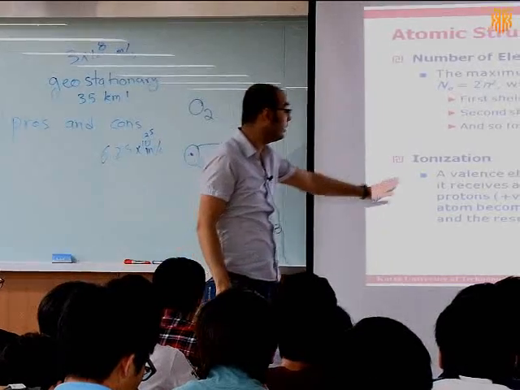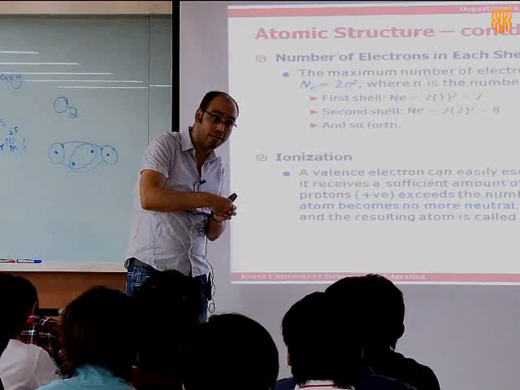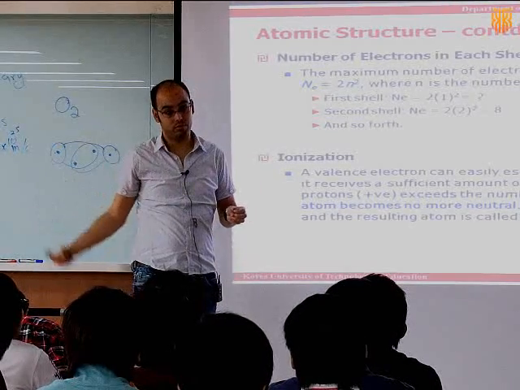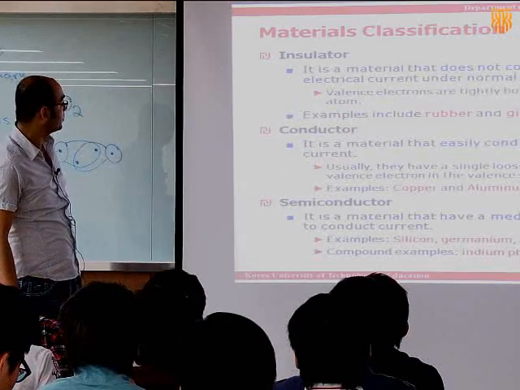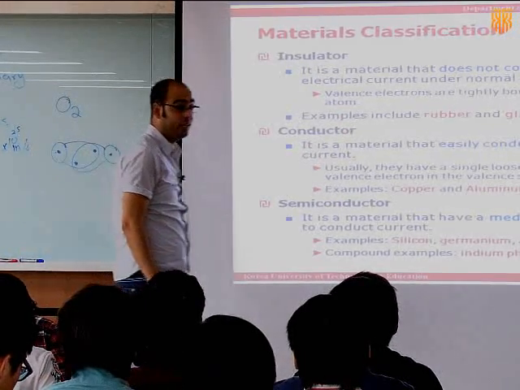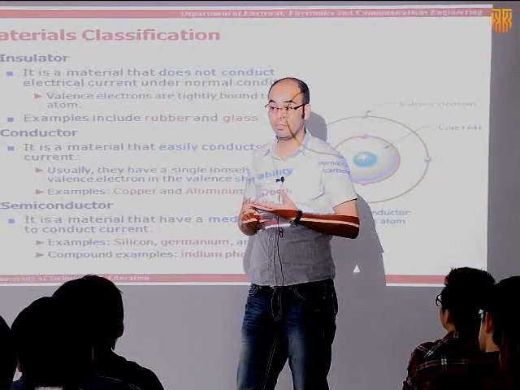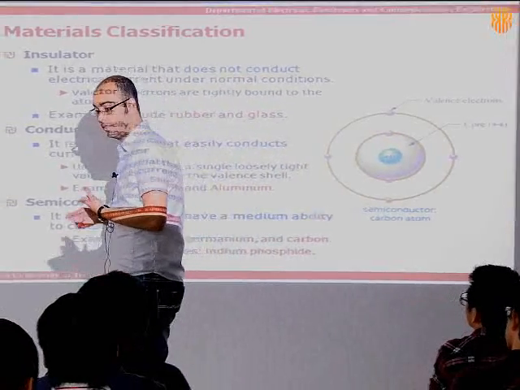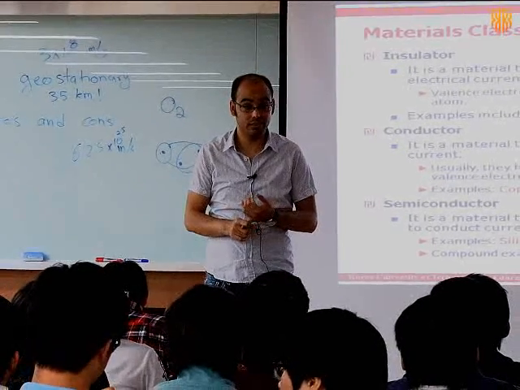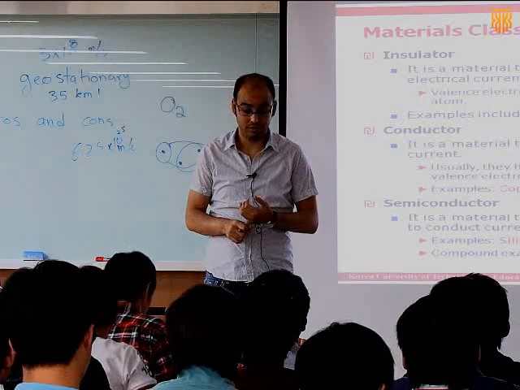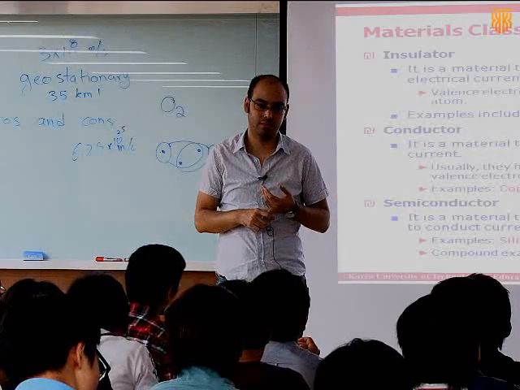So that's what we call ionization. Ionization means adding one electron to the atom or taking one electron from the atom. Okay? As I said before, we have three kinds of materials. What are these? The materials are material which does not conduct in normal conditions. Normal conditions, it does not conduct. Okay?